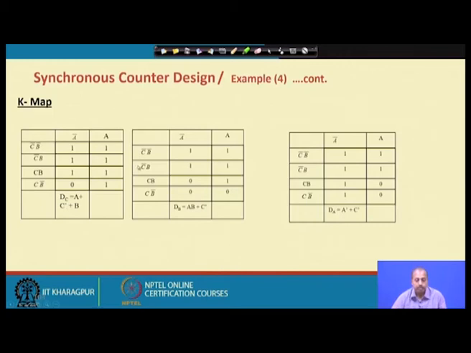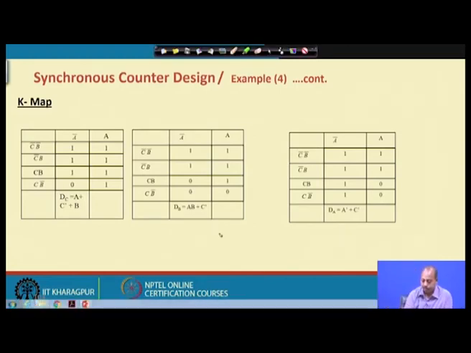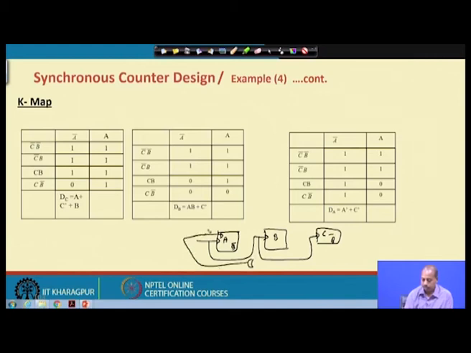Once we do this minimization, you can draw the corresponding circuit. That circuit is not shown here, but essentially you will have these 3 D flip flops, and the clock will be common to all of them, the same clock will go to each of them. This is the D input for the A flip flop, and for the A flip flop it is A bar plus C bar. So, this is the Q bar line from here, and the Q bar line for this is A, this is B and this is C. So, this Q bar line and A line should be ORed and then connected here.